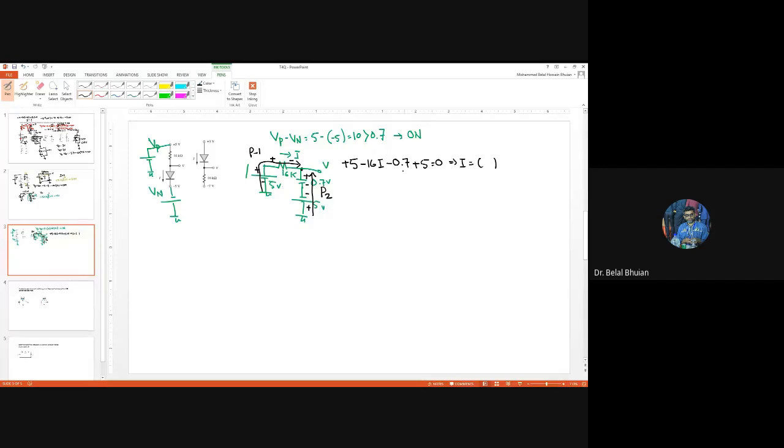And either way, you're going to get the same value. So if I take P1, I get plus 5 minus 16I equals V. And now we put the value of I, you get the value of V.